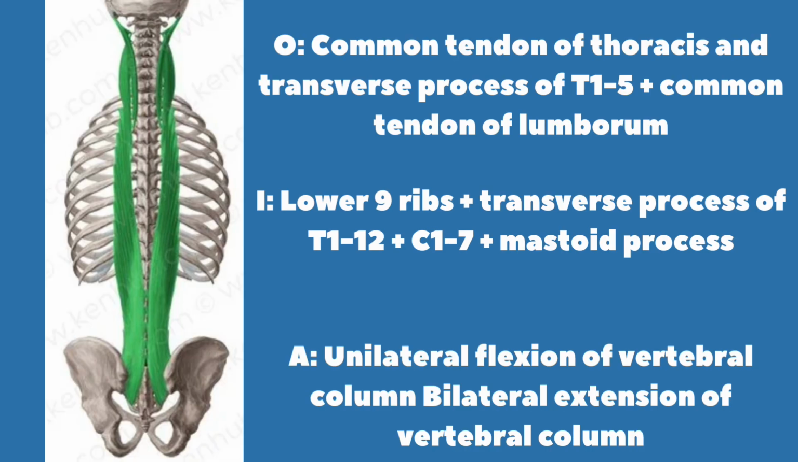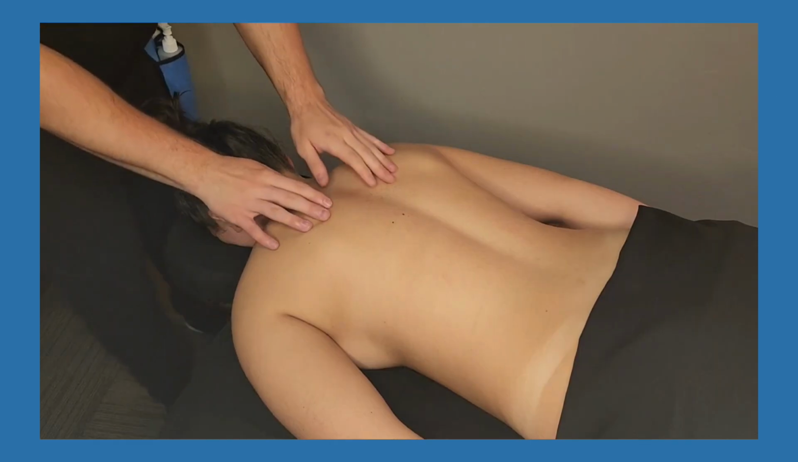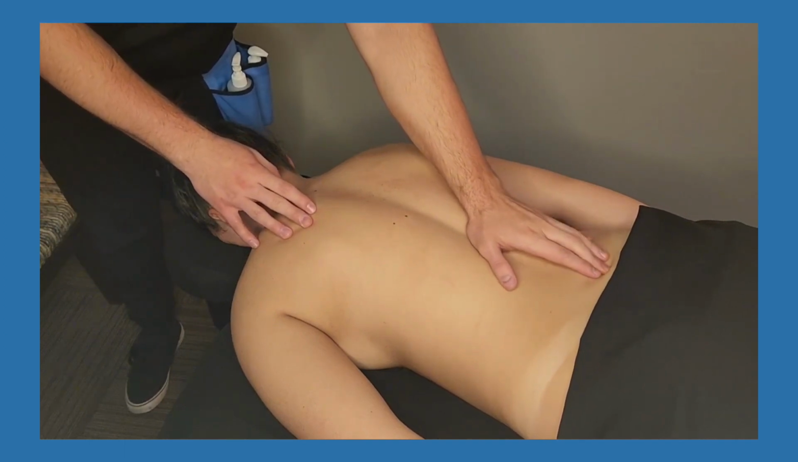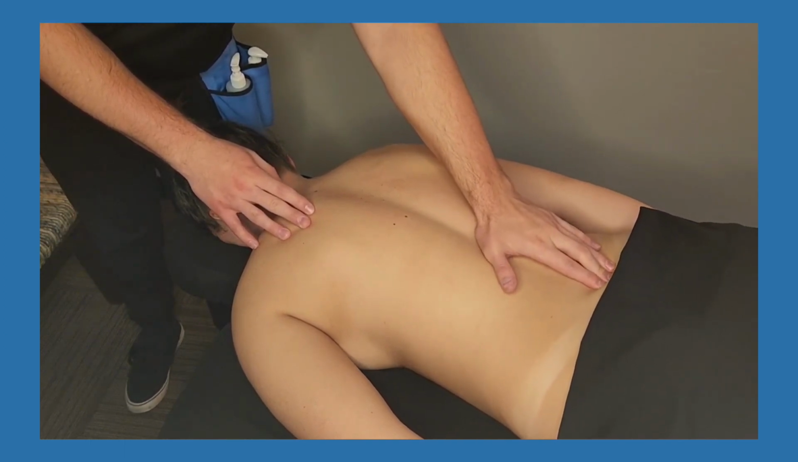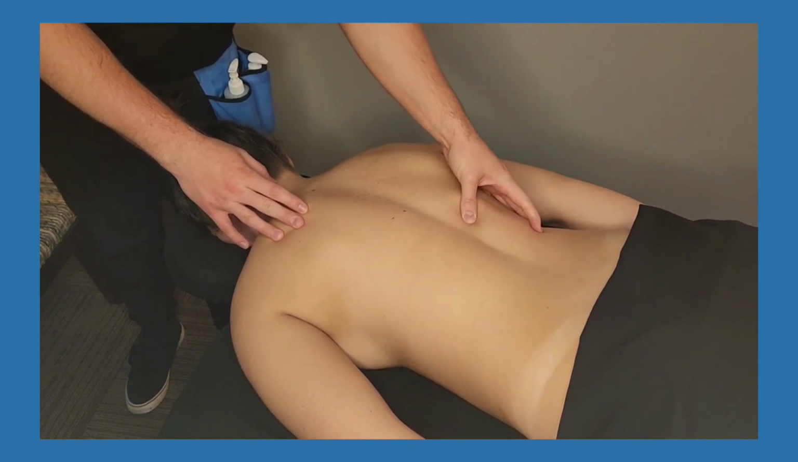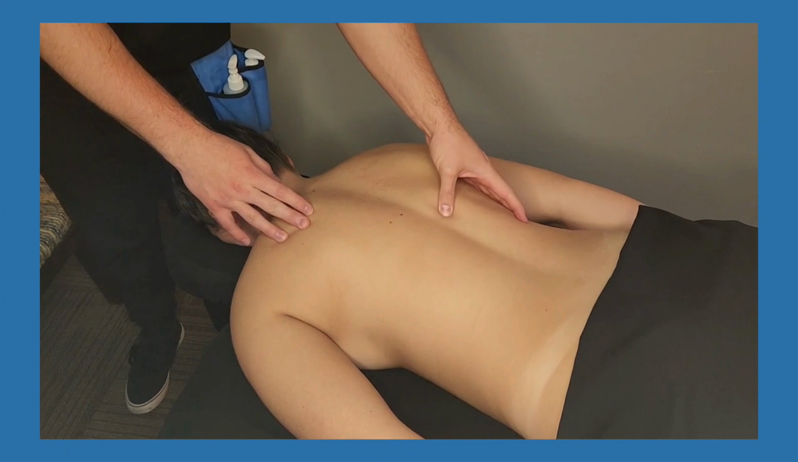Longissimus will originate the common tendon of thoracis and transverse process of the upper 5 thoracic vertebrae, and will insert at the lower 9 ribs and transverse processes of the thoracic vertebrae, the transverse processes of the cervical vertebrae, and the mastoid process.